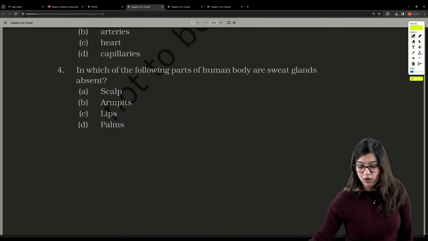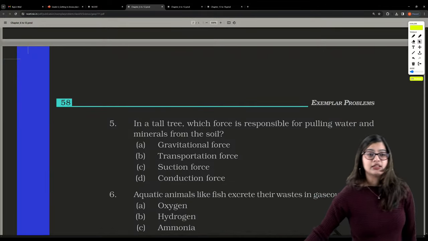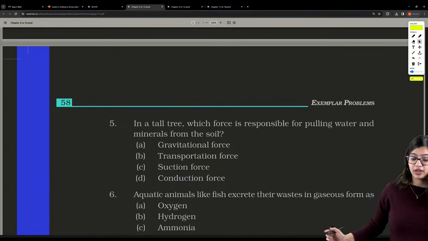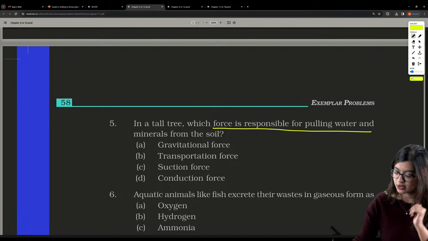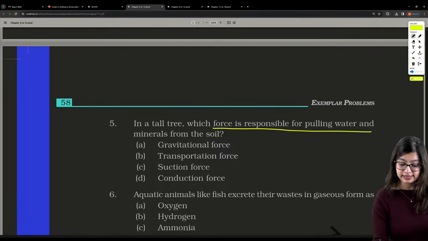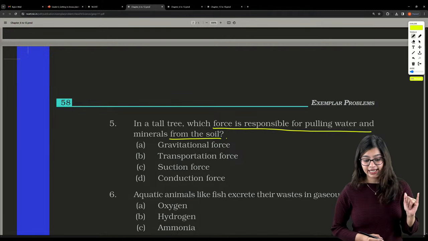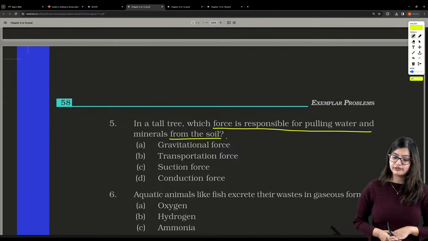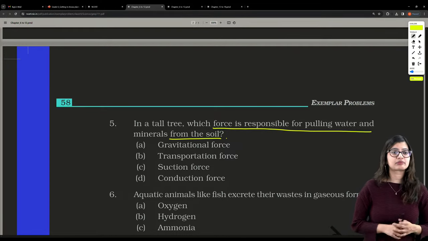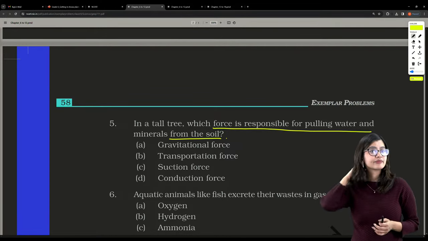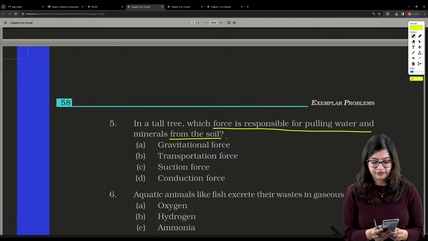Okay. Now let's go on, everyone, to our next question, question number 5. This is the question which I will explain. In a tall tree, there is a force which is responsible for pulling water and minerals from the soil. What do we call this? Is it gravitational force, transportation force, suction force, or conduction force? Menti will not happen today. So sorry for that.